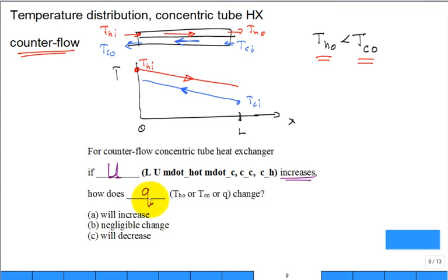Do you want to play this game for a few of these? You want to try this one? So if somehow U goes up without changing the fluid flow rates, the inlet temperatures, what happens to Q?